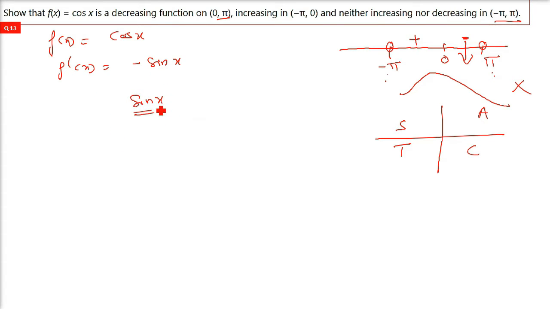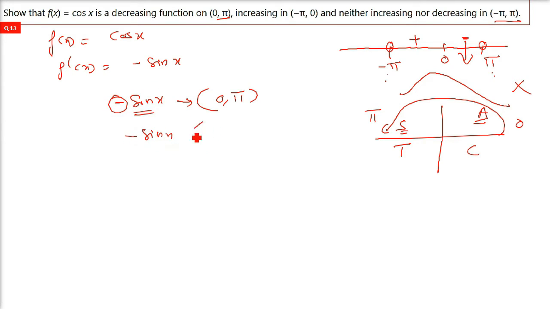Sin x is positive where? Tell me, where is it positive? It is positive in the first quadrant here and the second quadrant here. So 0 to pi it is going to be positive. We already know that by our trigonometry. Add sugar to coffee, a means all, s means sine. So between 0 and pi sin x is always positive. But you have a negative sin x. When you have negative sin x, the things will change. That is, in 0 to pi, sin x was increasing, but negative sin x is going to be decreasing.